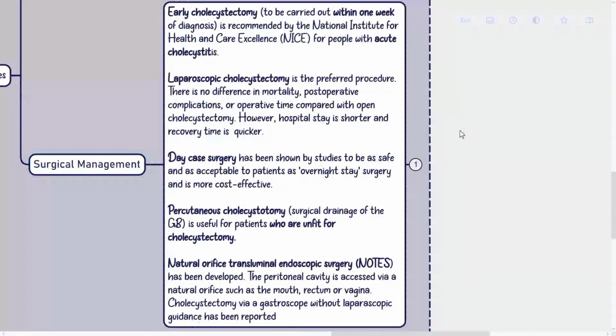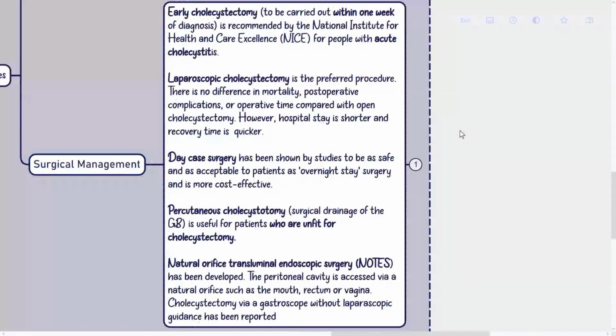Gallbladder stone surgical management. Early cholecystectomy, to be carried out within 1 week of diagnosis, is recommended by the National Institute for Health and Care Excellence, NICE, for people with acute cholecystitis. Laparoscopic cholecystectomy is the preferred procedure. There is no difference in mortality, postoperative complications, or operative time compared with open cholecystectomy. However, hospital stay is shorter and recovery time is quicker.